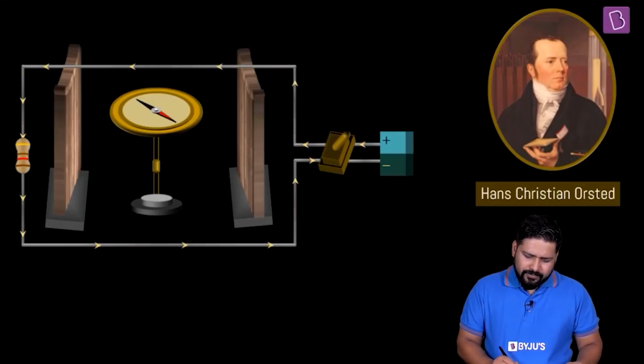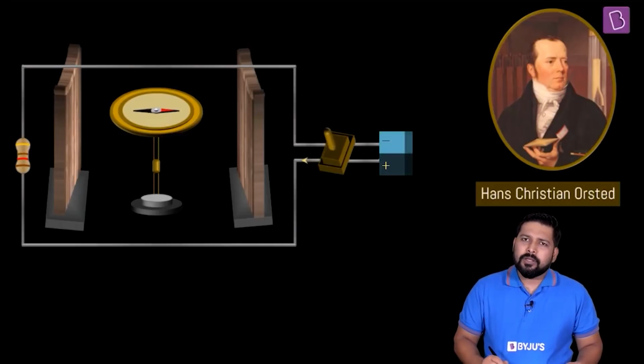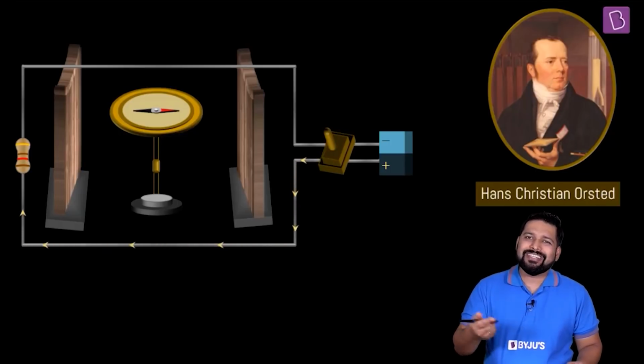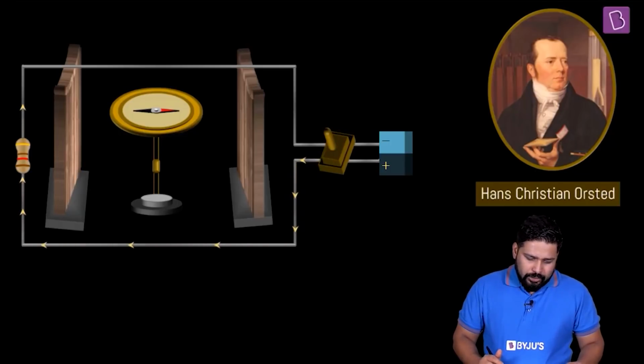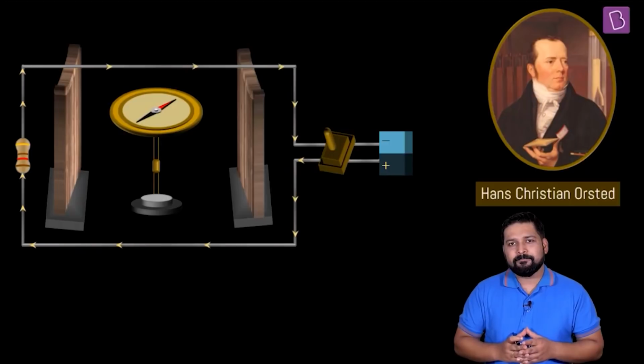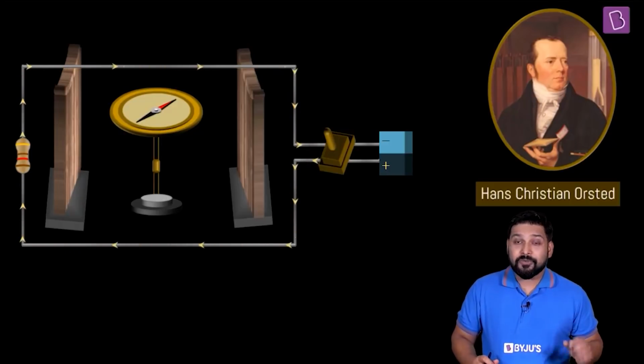And to his surprise, when he changed the direction of the current, what happened then? When he changed the direction of the current, and this is a dual switch where you can just interchange the direction, he saw that the direction of deflection of the magnetic needle also changed. It was now opposite.